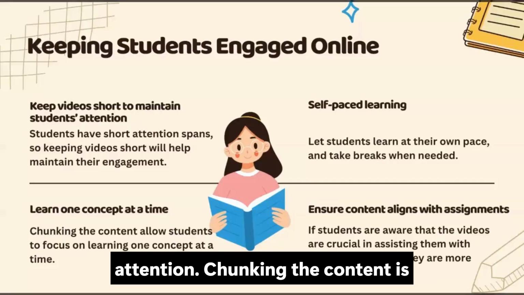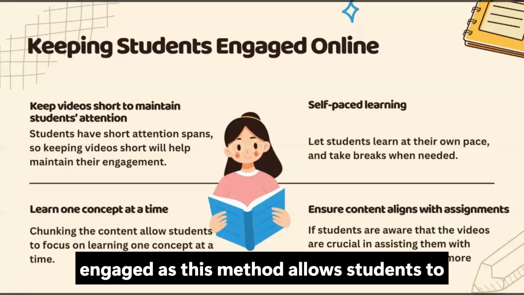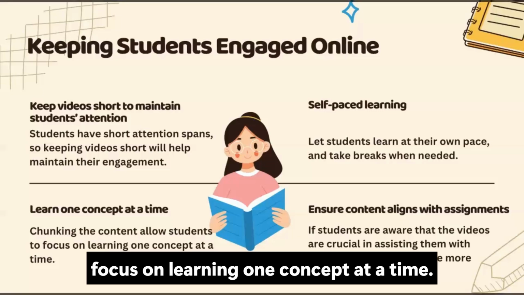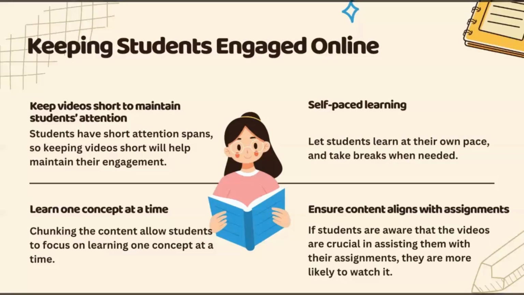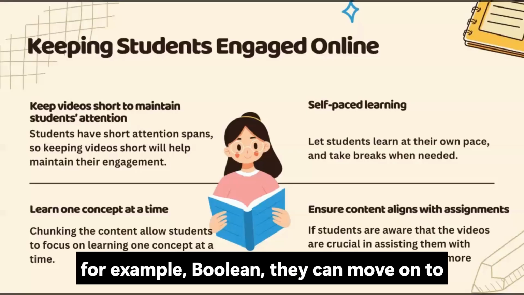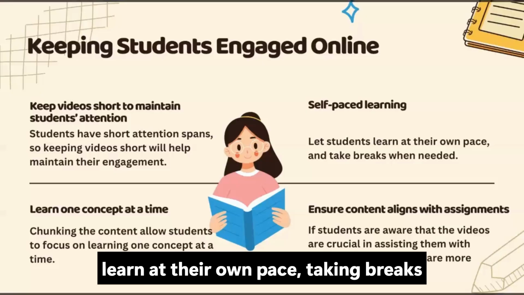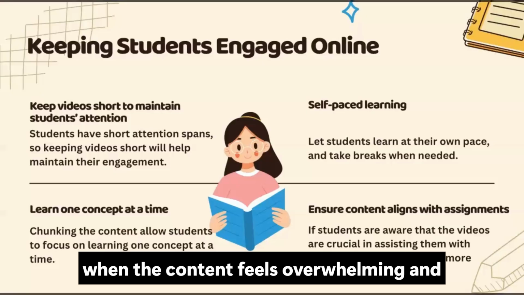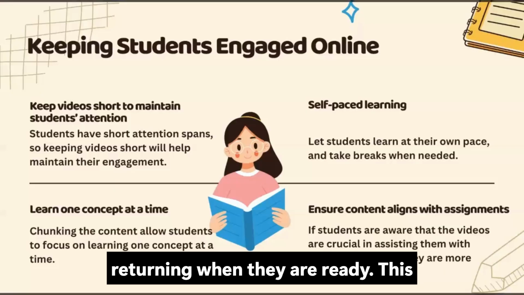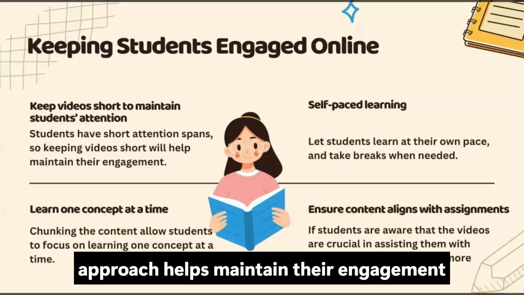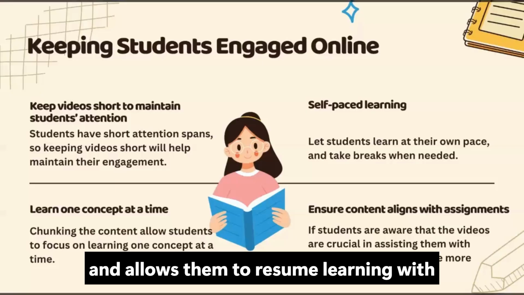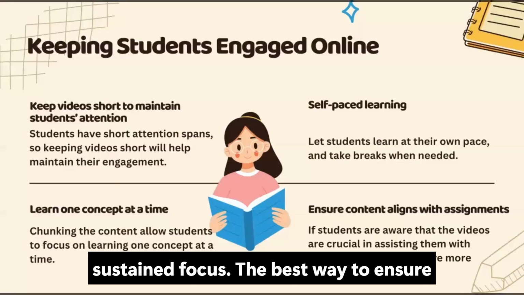Chunking the content is another great way to ensure students are engaged, as this method allows students to focus on learning one concept at a time. Once they understand the first concept, for example, Boolean, they can move on to the next one. Students can learn at their own pace, taking breaks when the content feels overwhelming and returning when they are ready. This approach helps maintain their engagement and allows them to resume learning with sustained focus.